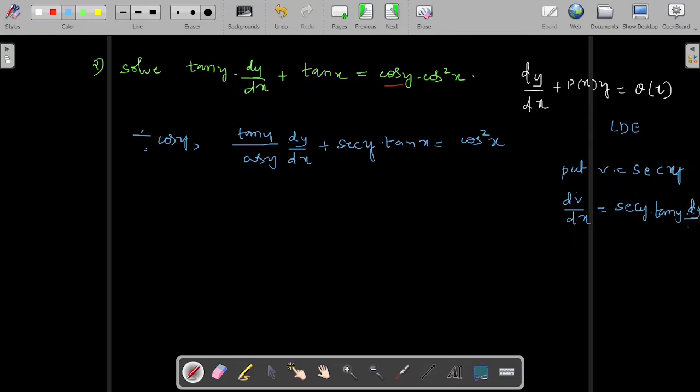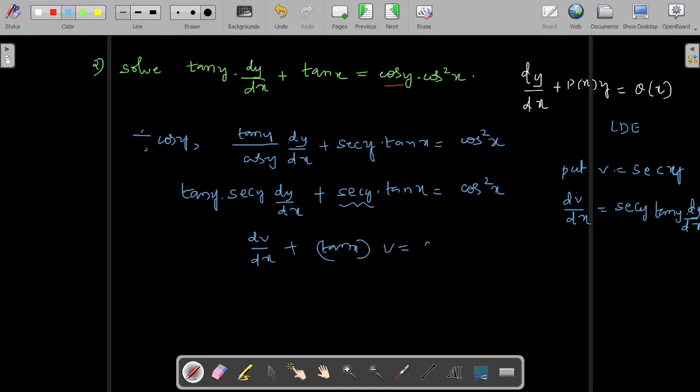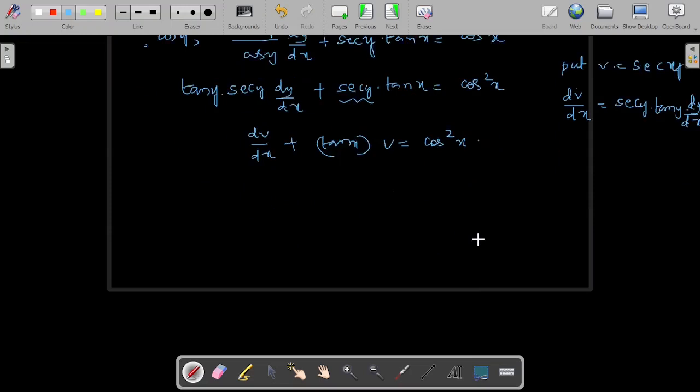Into dy by dx. So here you got tan y divided by cos y. So 1 by cos y is nothing but secant y, into dy by dx plus secant y into tan x is equal to cos square x. Now you got tan y into secant y dy by dx as dv by dx, plus I have taken secant y as v, so tan x into v, which is equal to cos square x. Now it is in the standard form of a linear differential equation in v.